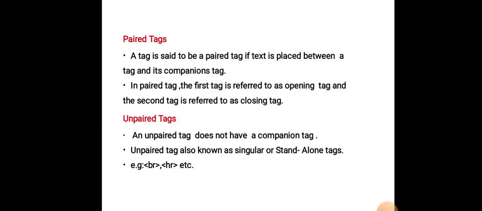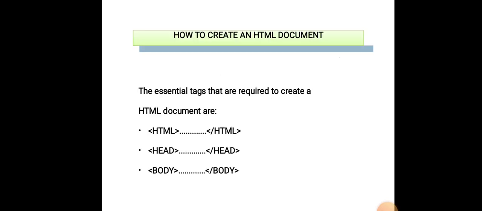A tag is said to be a paired tag if the text is placed between the tag and its companion tag. And what is an unpaired tag? An unpaired tag does not have a companion tag. Example, break, br, hr, these are all unpaired tags.